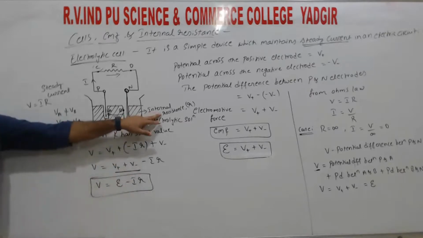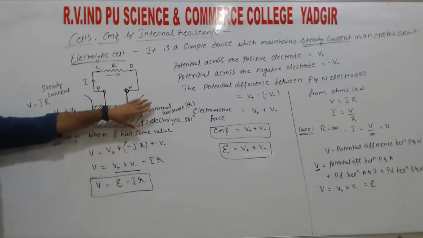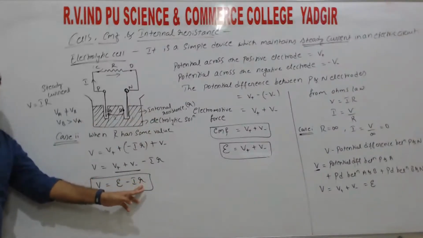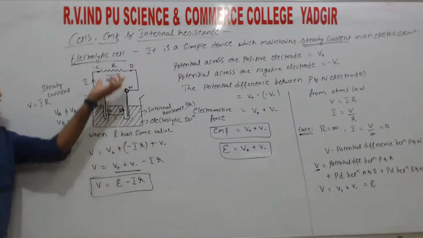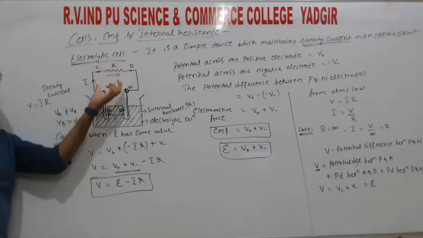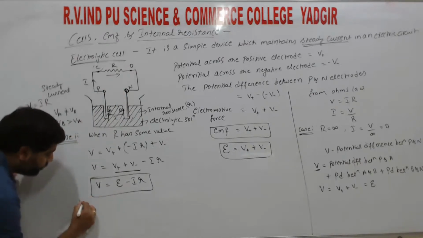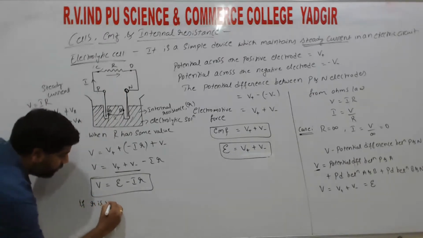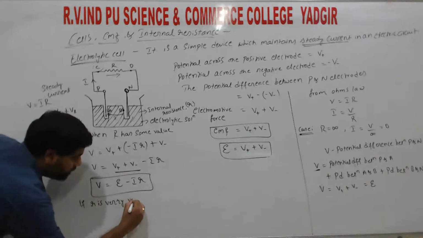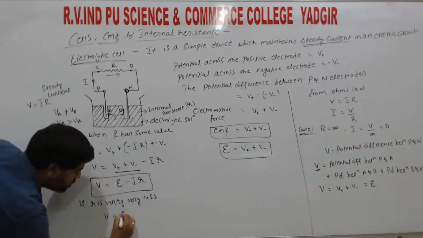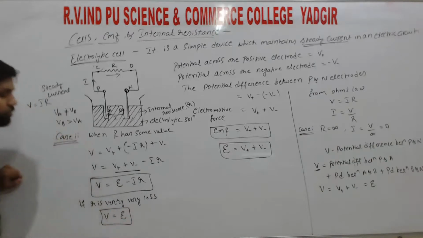If the internal resistance of the electrolytic solution is very small, that means the r value is approximately equal to 0, then the potential across resistance R is equal to the potential across the P and N electrodes, right? So if r is very small, then we write V equals E, right?